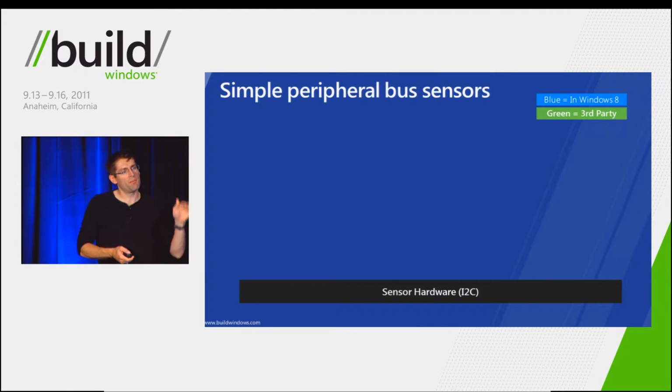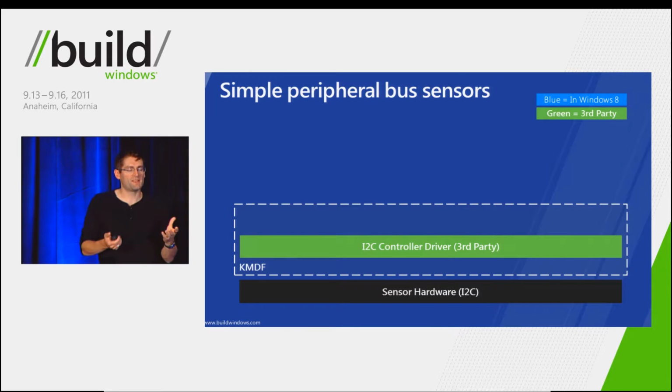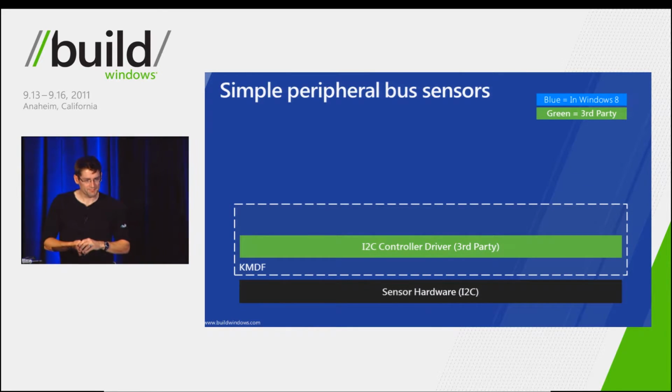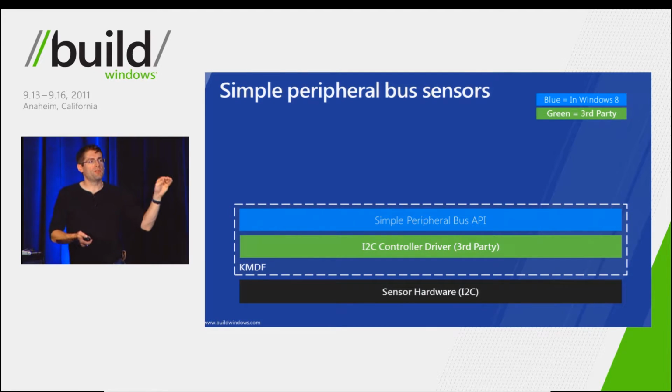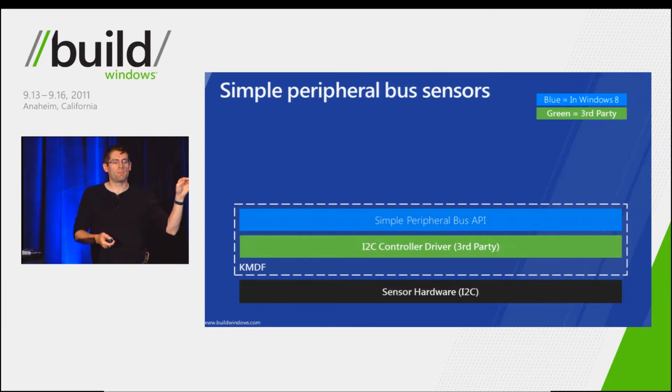So we have our sensor at the very bottom. This could be a 3D accelerometer or a light sensor or really any type of sensor. The silicon vendor provides what we call a controller driver for the particular type of bus that it implements support for in silicon. So we have an I2C sensor here. Silicon vendor supplies an I2C controller driver. This I2C controller driver integrates with new driver level APIs called the Simple Peripheral Bus APIs in order to expose the data from that bus to other drivers.